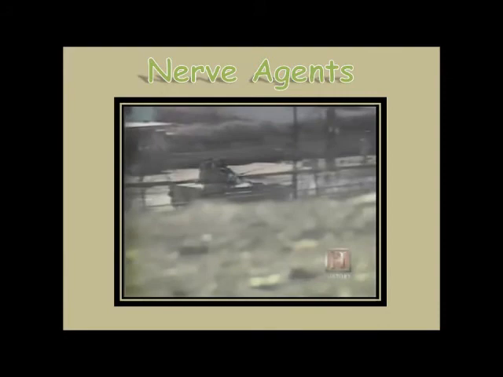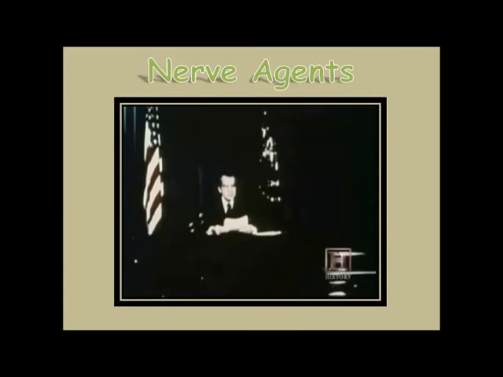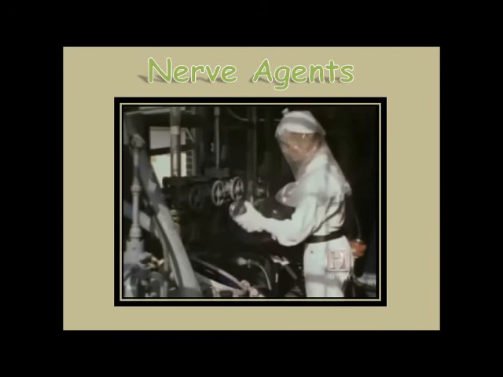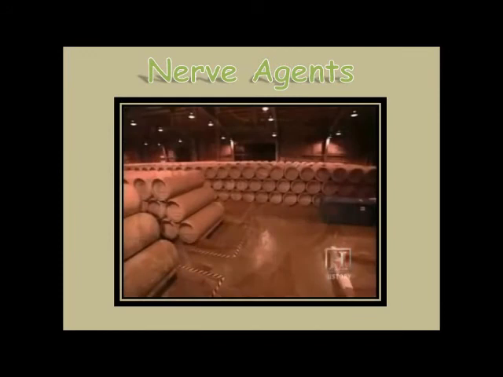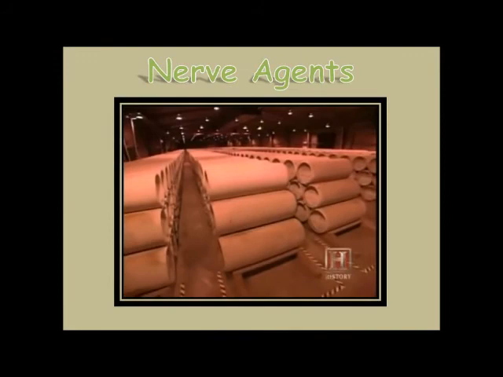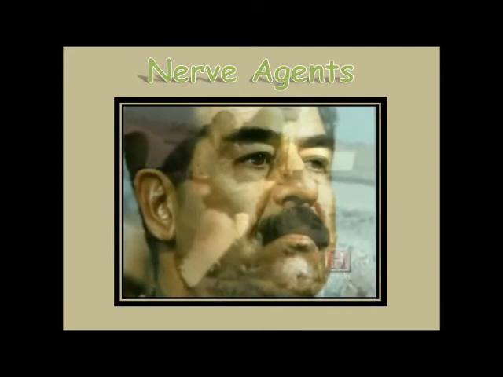In 1969, Richard Nixon agreed to ban the U.S. manufacturing of chemical weapons. Production of VX ceased, and the stockpile was placed in storage. Today, only the United States and Russia claim to have stockpiles of VX. Yet some suspect that Iraq may have produced large quantities of the deadly nerve agent.